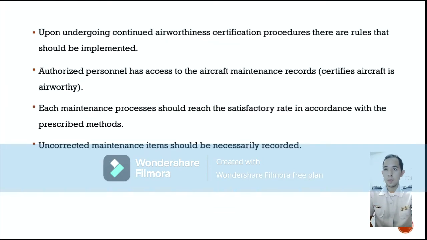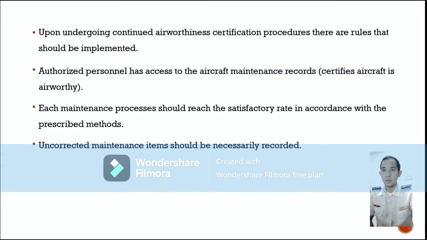Any aircraft undergoing continued airworthiness certification procedures has rules that should be implemented. Number one is that authorized personnel have access to the aircraft. Meaning, this authorized person is the only one who can review the aircraft maintenance records, and this is exclusive to the authorized personnel and the owner of the aircraft. The authorized personnel is the one who certifies that the aircraft is already airworthy.